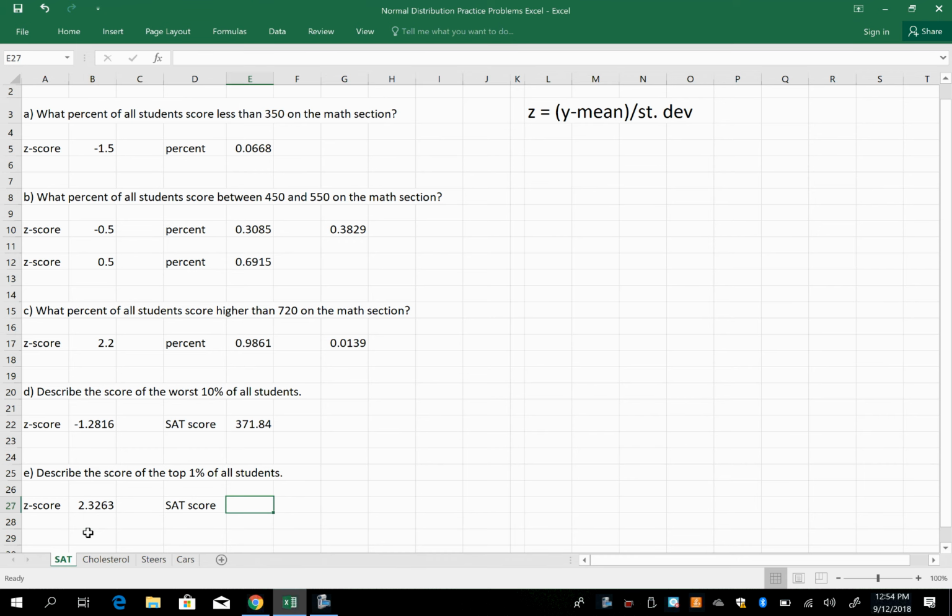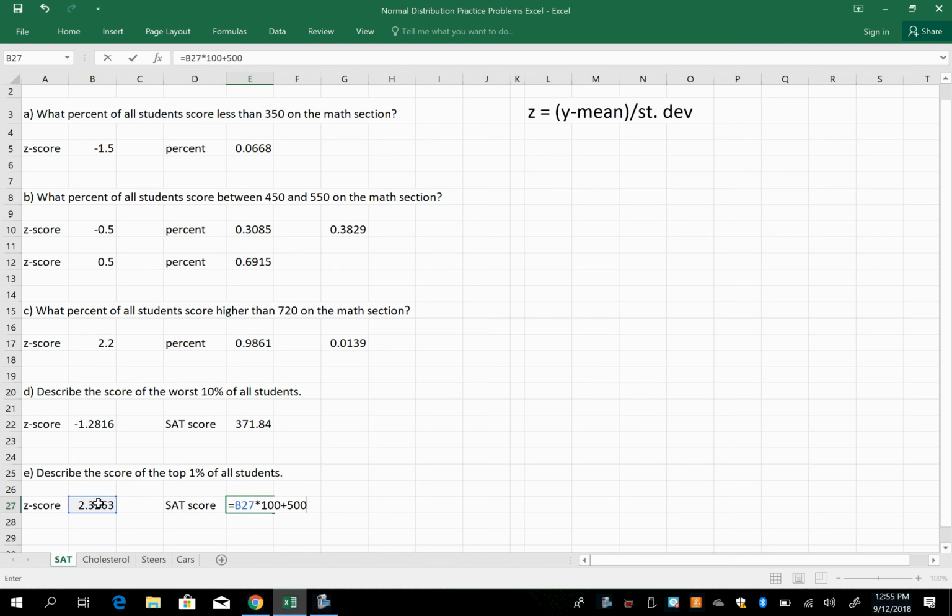Now, do you guys see the formula above Pablo's head? It says negative 1.2816 equals y minus 500 over 100. We're going to do the same thing, but what's our z-score for this problem? 2.32. Great. So I'm going to write in cell E27 equals. I'm going to click cell B27, that z-score, times 100 plus 500. And we hit enter.